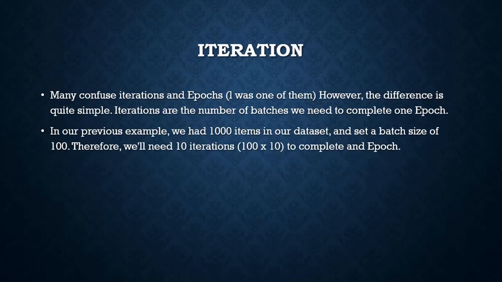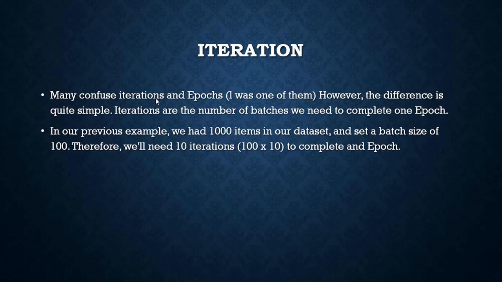Finally, it's iteration. You may confuse iteration and epoch. Even I was confused between iterations and epochs. However, the difference is quite simple. Iterations are the number of batches we need to complete one epoch. In the previous example we had 1,000 items in our data set, which means if the batch size is 100, we need to run 10 iterations to complete our entire data set. That's what we call an iteration.